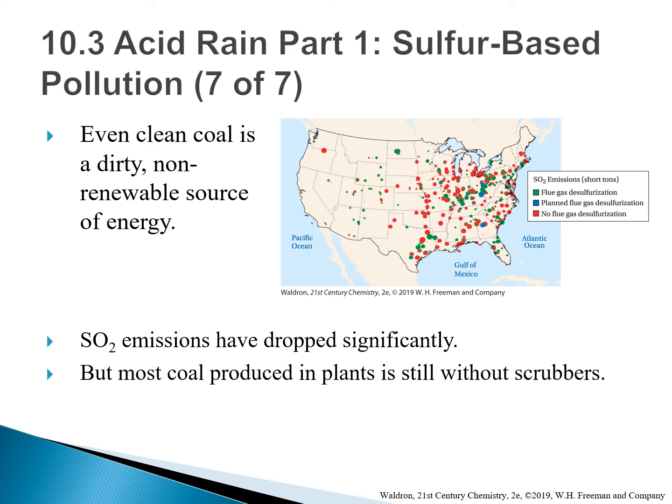Sulfur dioxide emissions have dropped significantly over the years, but most coal produced in plants is still without scrubbers, as shown in the picture above. Coal plants without scrubbers account for most of the US sulfur dioxide emissions. The circle size relates to the number of tons of sulfur dioxide released by a plant. The larger the circle, the greater the sulfur dioxide emissions. The key for dot colors is shown to the right of the graph.